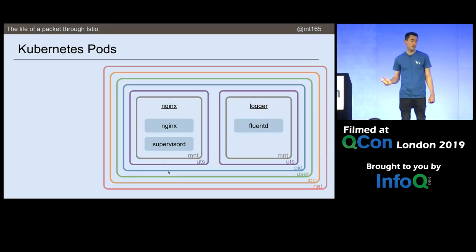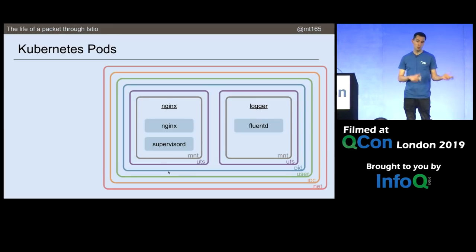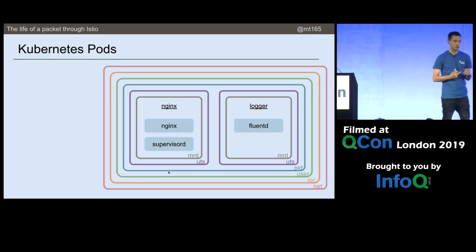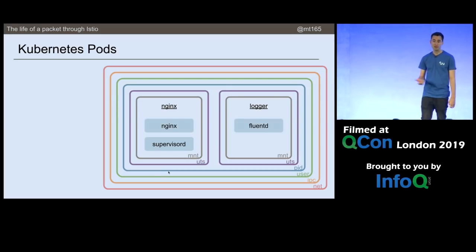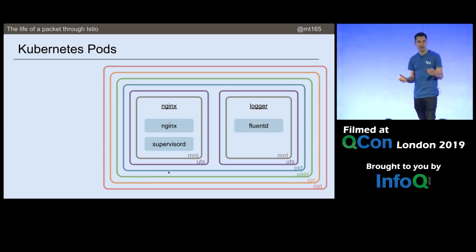But they share a PID namespace. So the processes in one can see the processes in the other, can signal them, can talk to them. They share a user namespace so that Unix file permissions work because they agree on the set of users and groups. They share an IPC namespace if you want to use any of the System V mechanisms. And importantly for us, they share this network namespace, which means they have one view of the network.